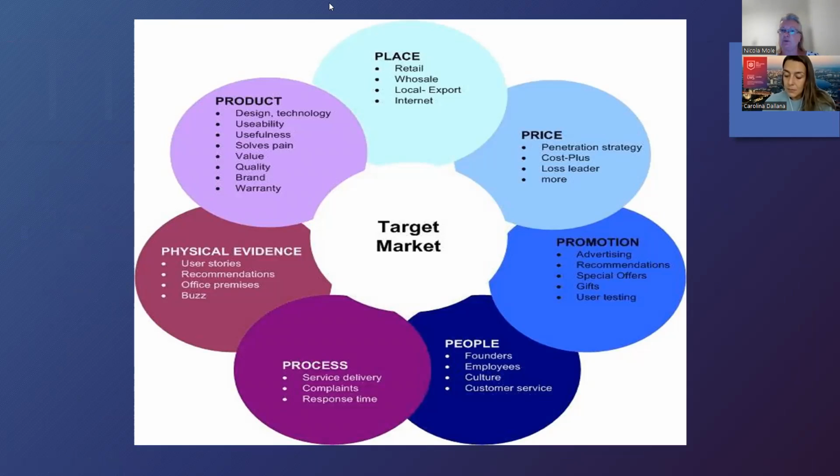If we think about promotion, advertising, how are we going to advertise our product? Are we just going to do promotions in the supermarket? Are we going to advertise it online? What are the different ways that we can tell our potential customers about it? Recommendations. We all know that if someone suggests you buy that product, you will, because your friend said it's good, so it must be good.